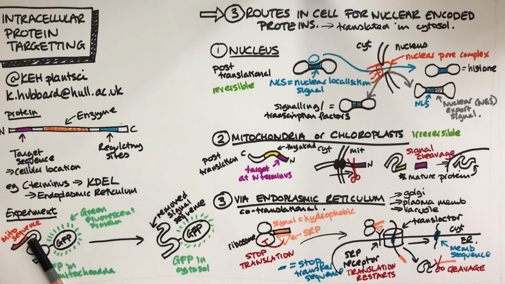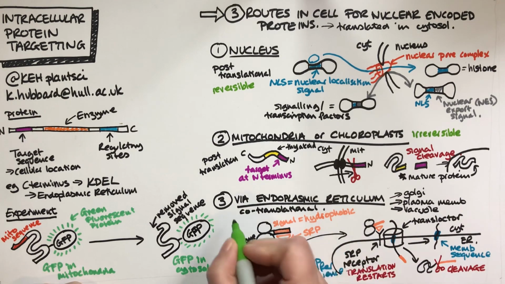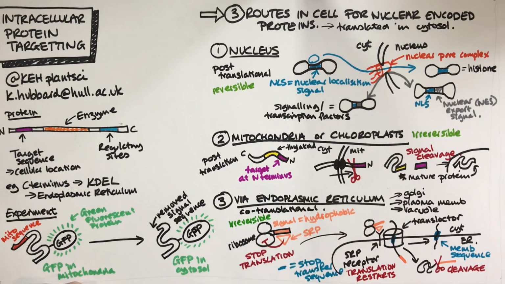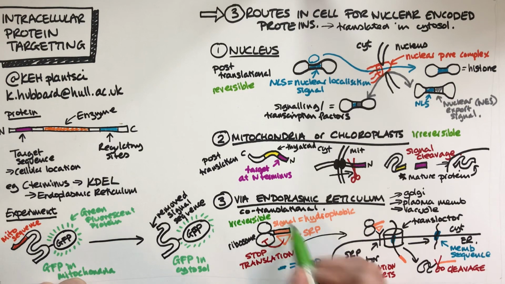And then the final mechanism is to go via the endoplasmic reticulum, and this is also an irreversible mechanism. Because again, we have a signal sequence that gets cut off. So we start with our signal sequence. We have the signal recognition particle comes in. We stop translating. The ribosome physically moves to the membrane. And then we restart translation and push the protein either into the endoplasmic reticulum lumen or if we've got a stop sequence, then we put it into the membrane.